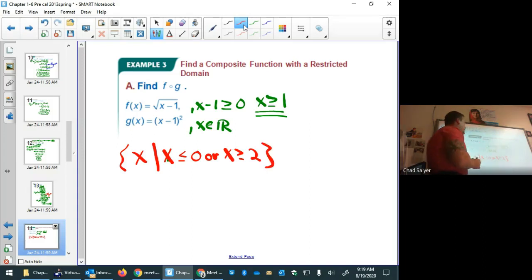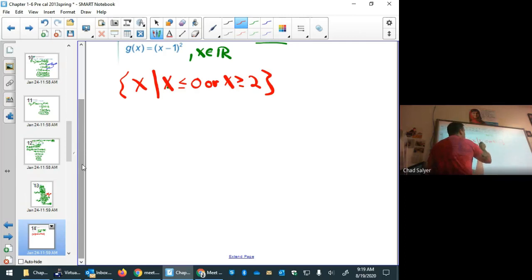So that's going to be the domain we'll have to use for g of x in order to get outputs that make f of x valid. So f of g of x would have this for its domain. Now let's find the actual expression.